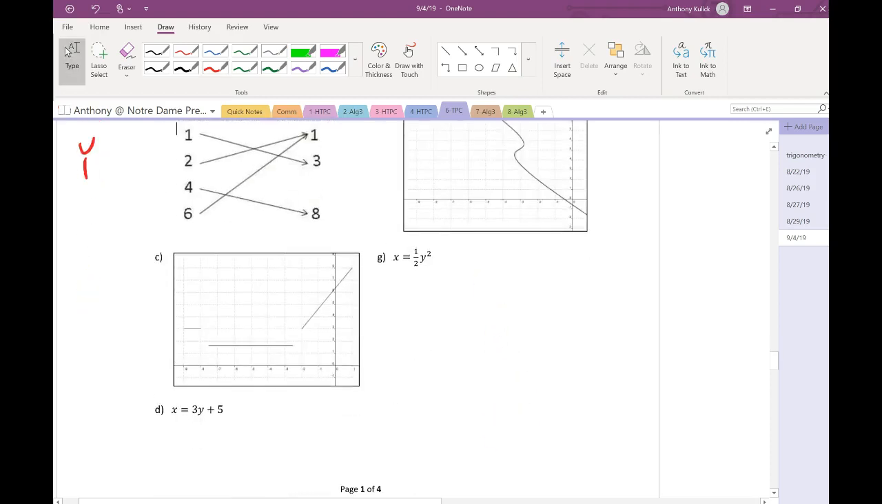If I look at C, does this represent a function? Yes. What explanation might you give? You could say it passes a vertical line test, in which case you can draw in a couple of vertical lines to show that you checked several places. Everybody happy with that? Okay. How about D?